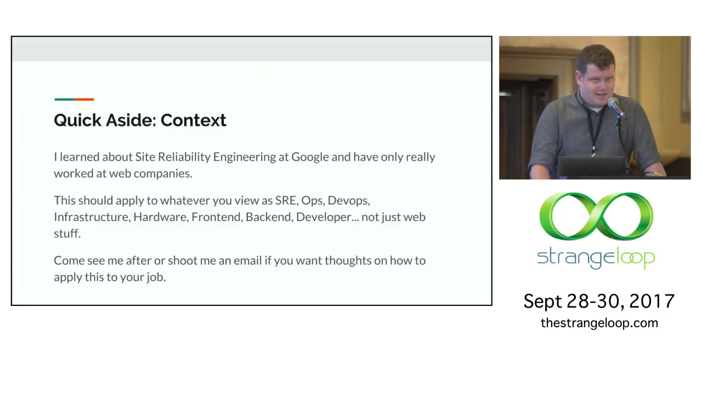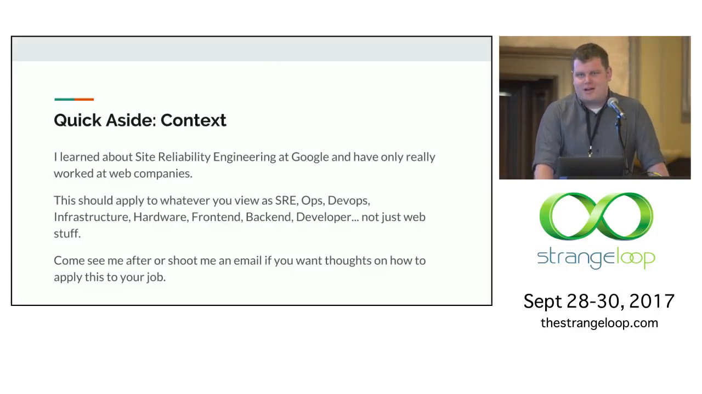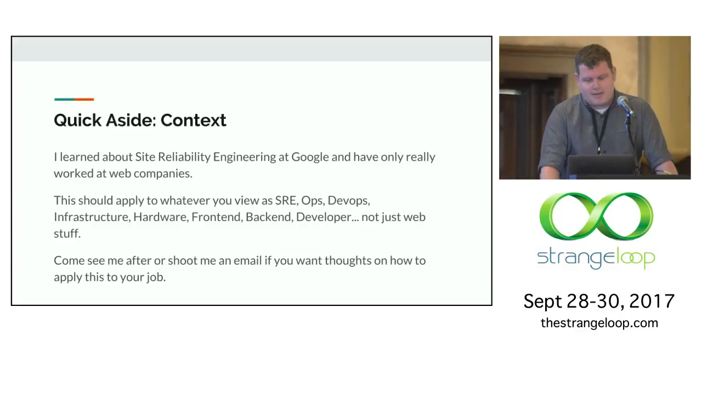A quick aside is context. Site reliability engineering means a lot of things to a lot of people, or a small number of people maybe. I learned SRE at Google, and so all of my views are heavily tinted by working for a large web company. I'm hoping that you can take some of these practical applications and apply them to whatever type of software job you do. If you have questions about how to apply this to something unusual, please talk to me afterwards.